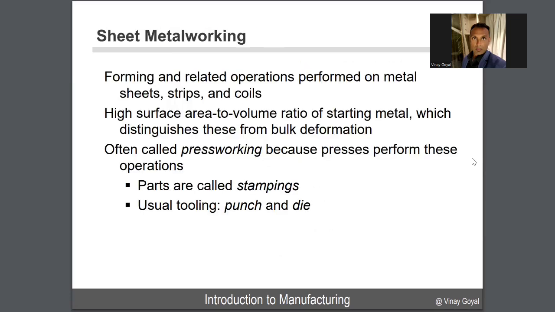When I look at sheet metal working, I'm looking at forming and related operations that are performed on sheets, strips, or coils. Those tend to have a high surface area to volume ratio of the starting metal, so a lot more surface area compared to volume, and that is what distinguishes it from the bulk deformation process. They're often called press working because we press the parts to create the operations, and these parts are called stampings, usually using tooling with a punch and die.